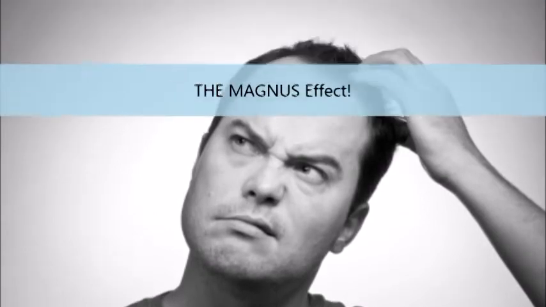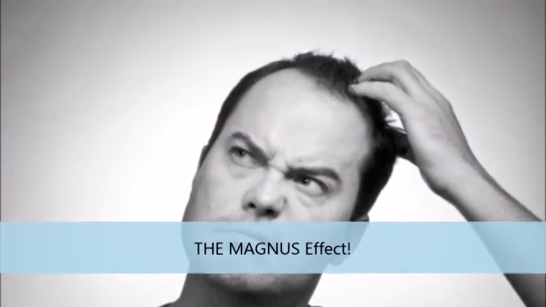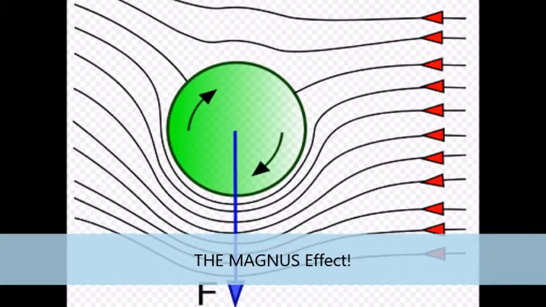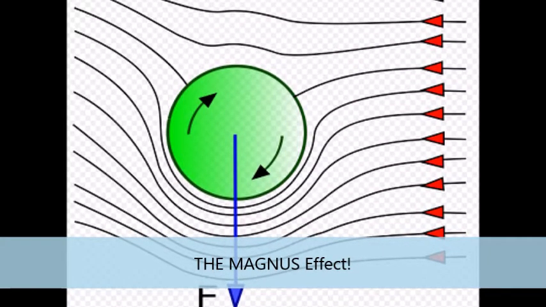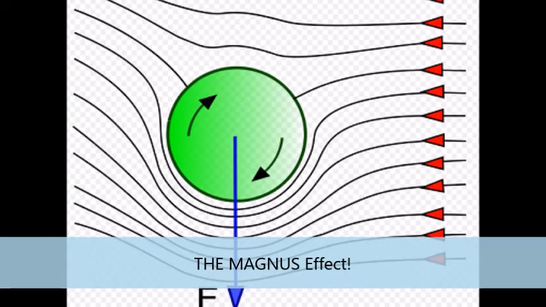So you might be wondering, how do these curves even work? What are the physics behind them? What are the forces that act on the ball? So here's a picture of the Magnus effect. The Magnus effect illustrates the forces that act on the ball while it has a certain spin.